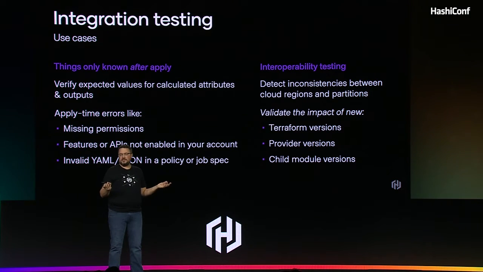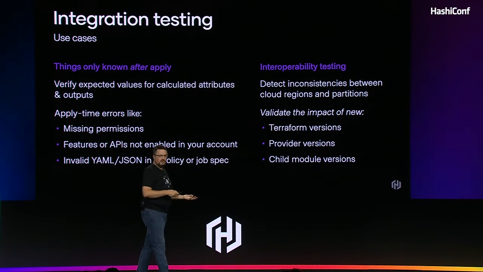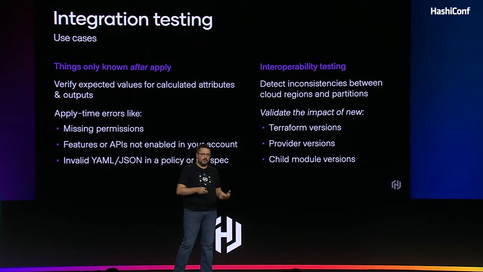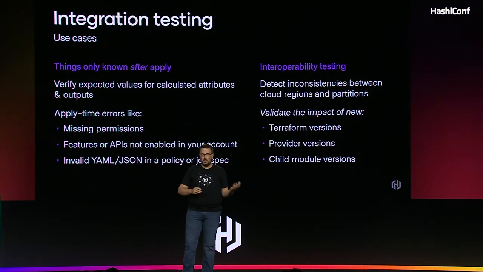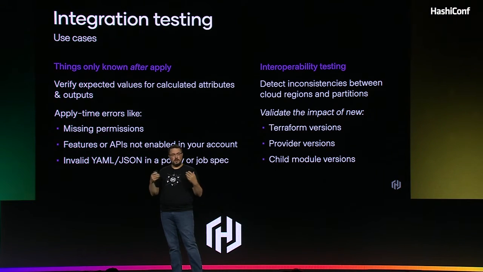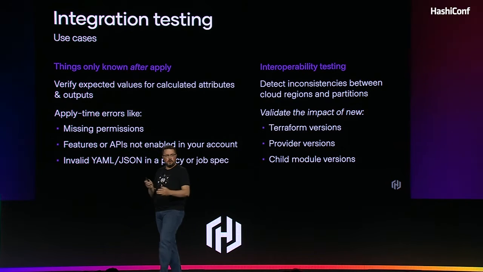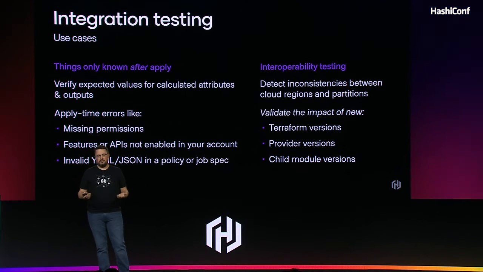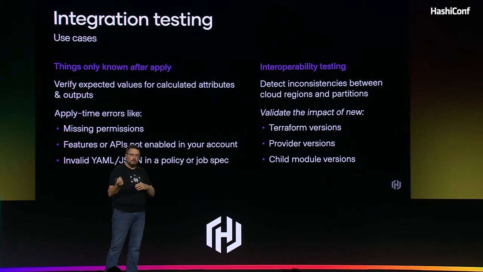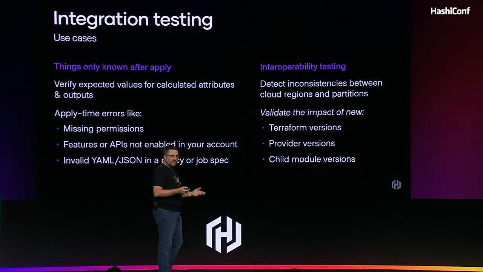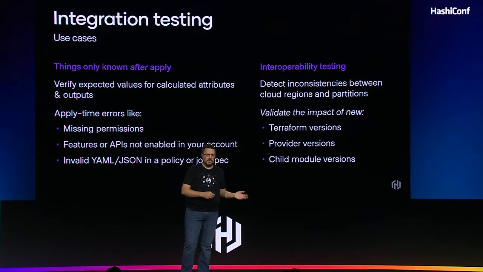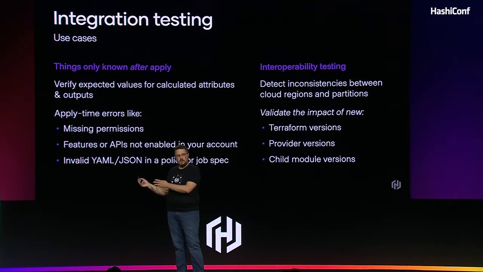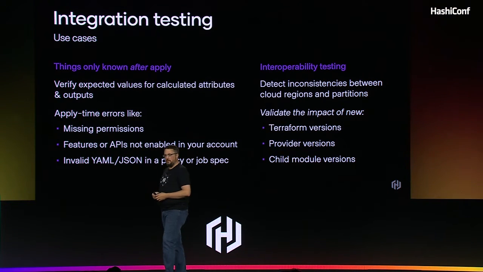Also interoperability testing. Again, I was talking about detecting those inconsistencies between regions and partitions, right? Commercial versus GovCloud. There are differences. You can run test runs across both regions and see how your module behaves in each one. Also validating the impact of new Terraform versions, new provider versions, new child module versions you're using, right? Run a suite of tests against a new version of Terraform, against a new version of that provider, before you make them available to your downstream users.